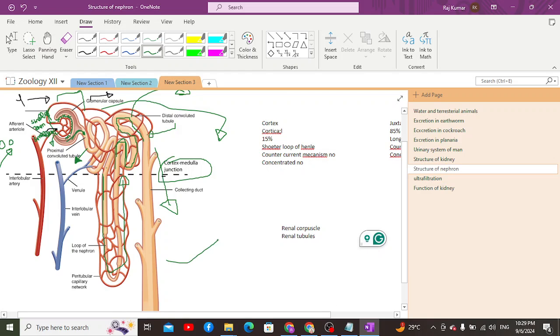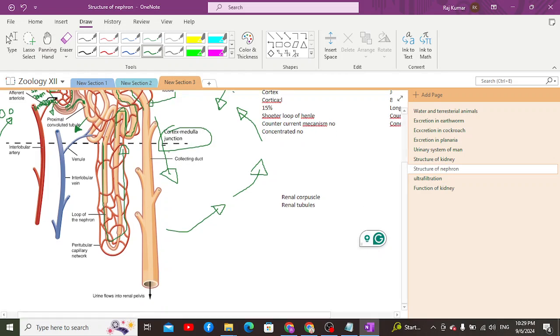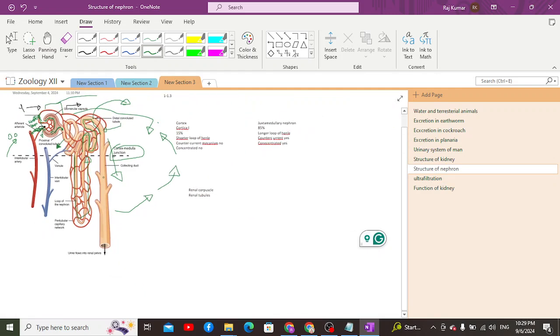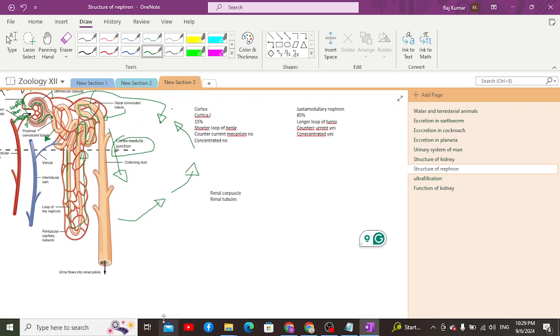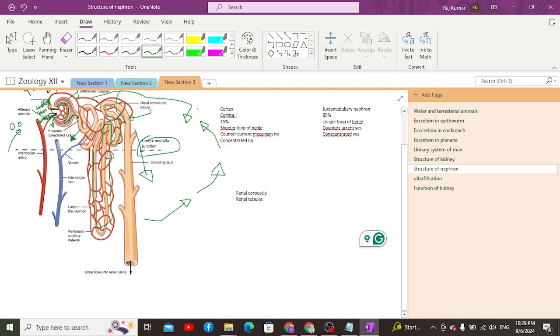From the medullary region it goes into the papillae, and from the papillae it goes into the minor calyx, and from the minor calyx it goes into the major calyx, and from the major calyx it goes into the renal pelvis, and from the renal pelvis it goes into the ureter, and further through the urinary system it is then excreted out.